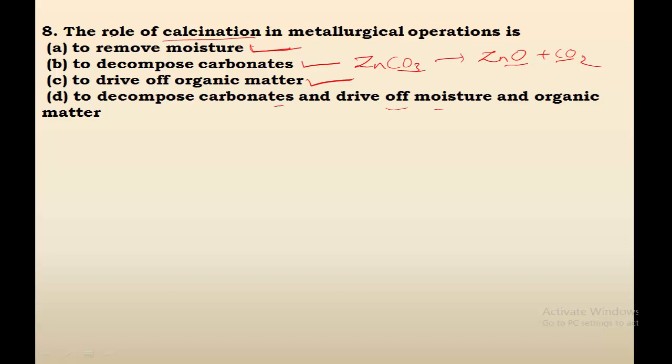So among these three, A is also right, B is also right, C is also right. But option D involves all the three options. That is, it decomposes carbonates, dries off moisture and organic matter. So which option is the right one? Option D. The role of calcination in metallurgical operations is to decompose carbonates and dry off moisture and organic matter.